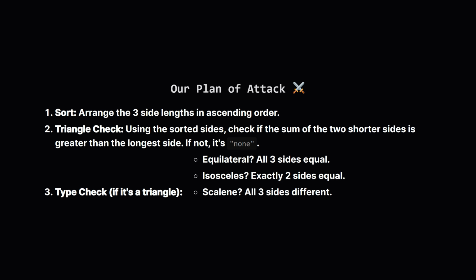So our game plan looks like this. First, we'll take our list of 3 numbers and sort them from smallest to largest. Second, we'll do that simplified triangle check. Add the first 2 smallest numbers, and see if their sum is greater than the third, largest number. If it's not, then these sides can't form a triangle, and we just say none. But if they can form a triangle, then we move to step 3, figuring out its type. We'll check if it's equilateral, then if it's isosceles, and if it's neither of those, it must be scalene.